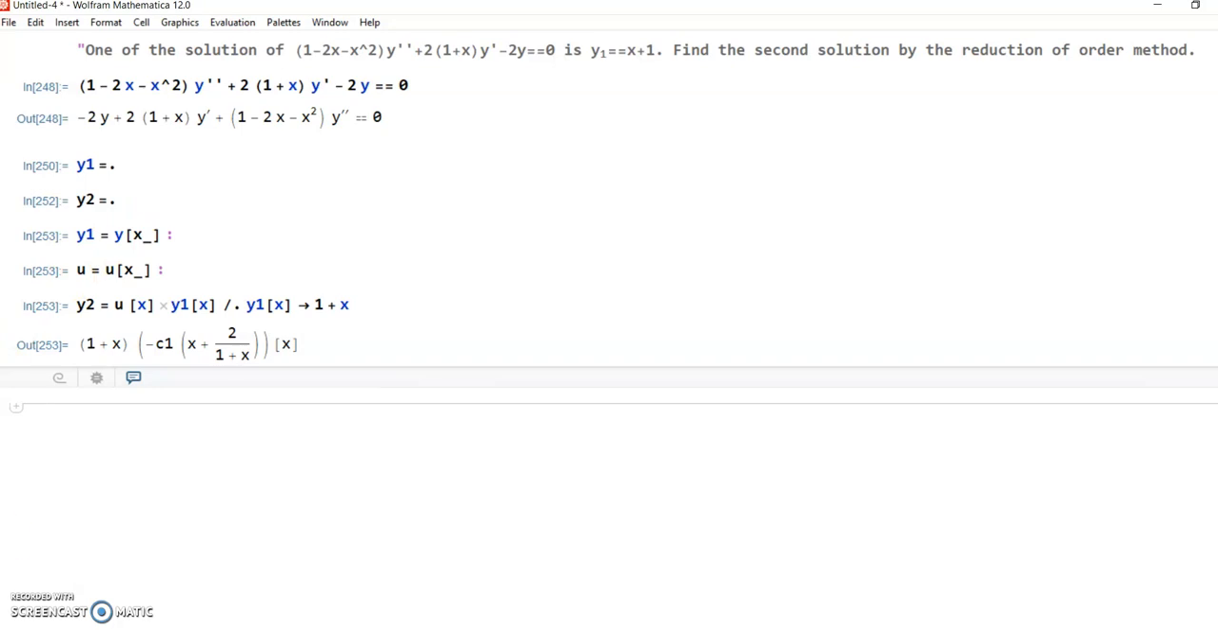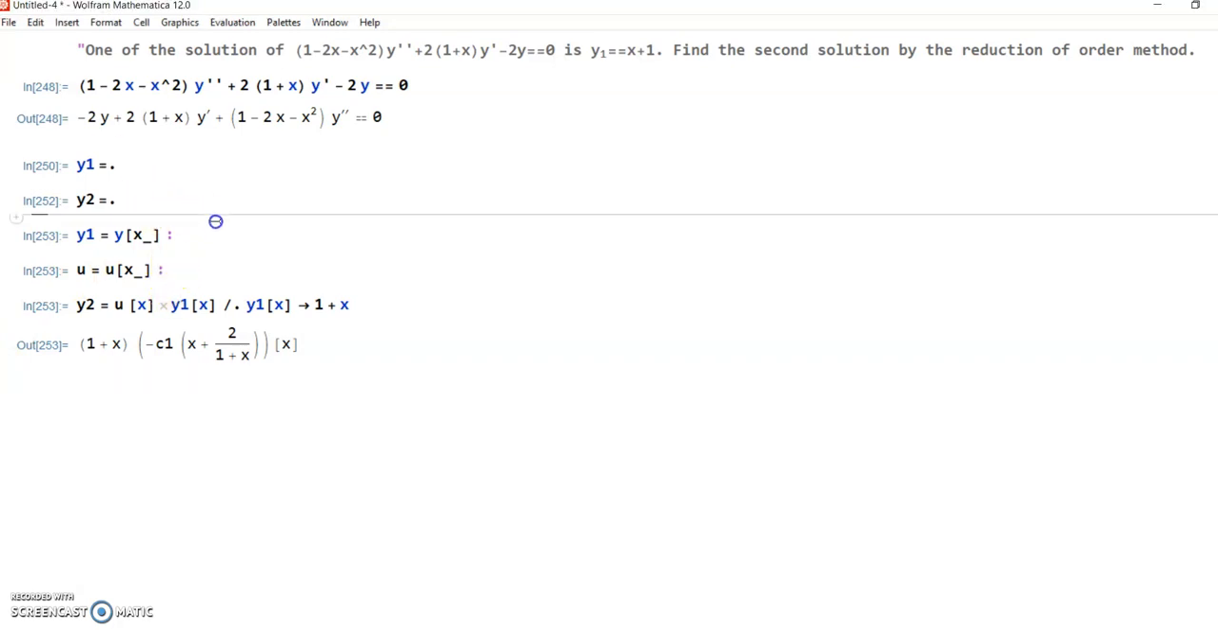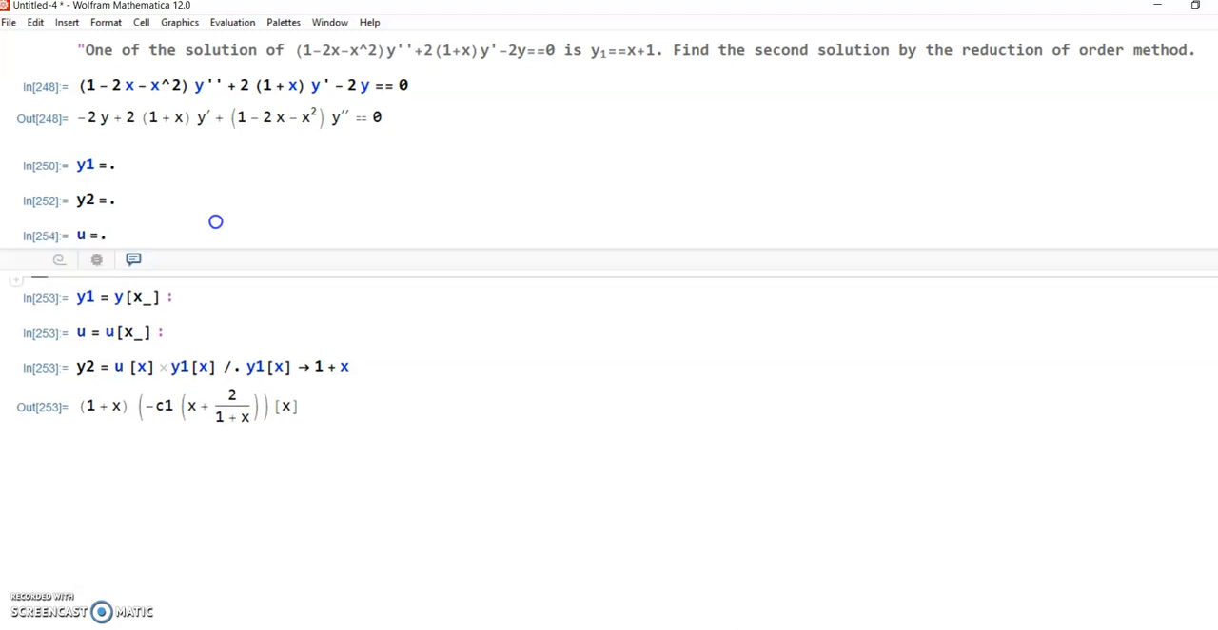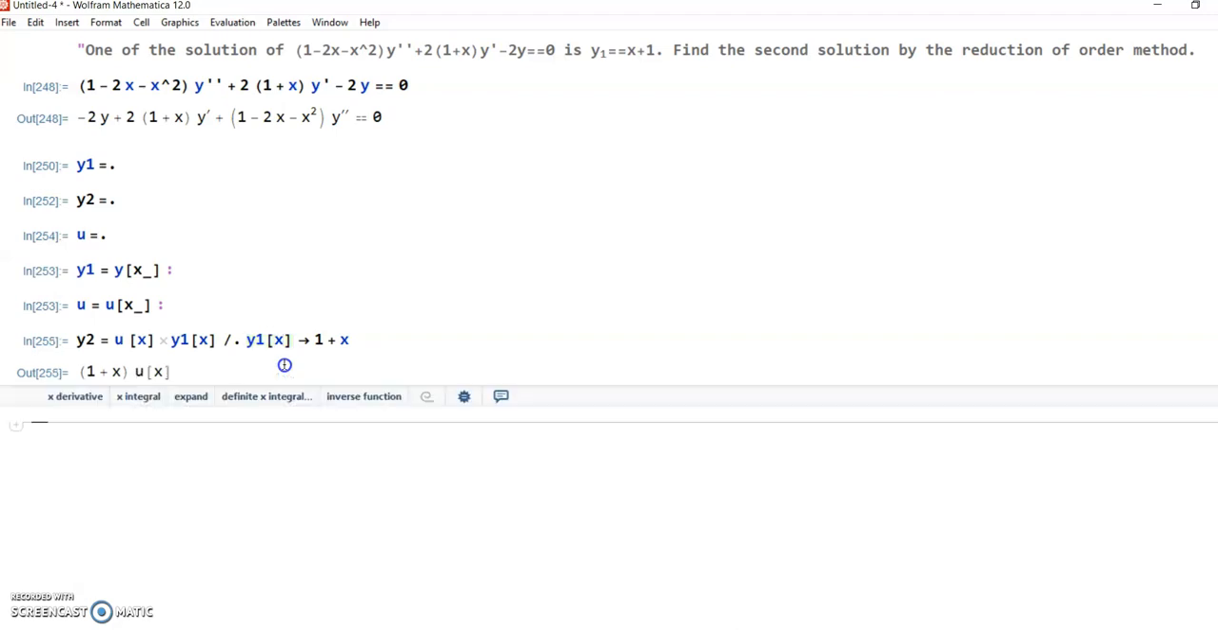Still there is some problem. It seems that some problem is happening because maybe u has already some value. So let's clear the value of u. Okay, like this. And now I can try to run this function. Yeah, now it's correct. So now y2 is equal to 1 plus x times u, as we want it. Okay, so next we need to calculate for the reduction of order method.